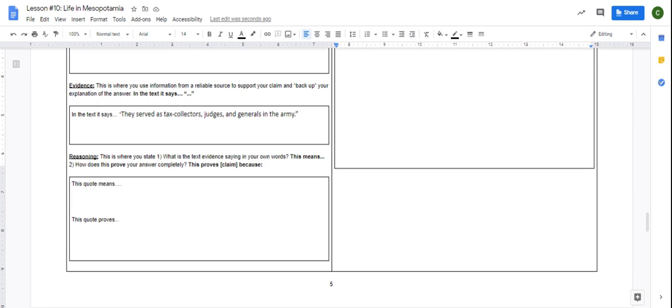You will always explain what the quote means and then explain what the quote proves. The quote should prove your claim because. This quote proves social classes are a good thing because, and then finish the sentence. I want to be very clear on this because if you get this down, you will have an A for the rest of the year.